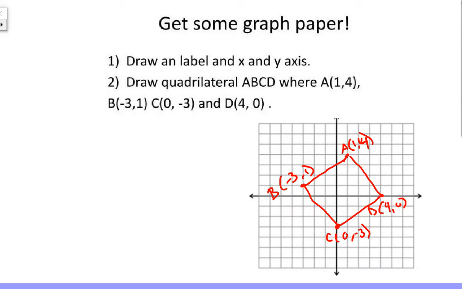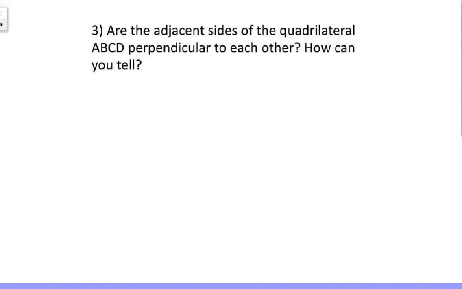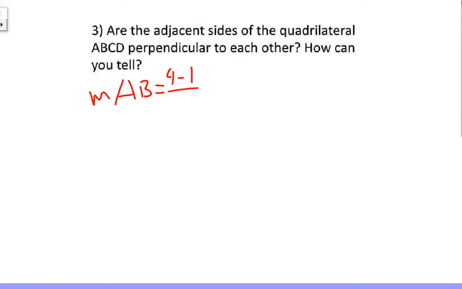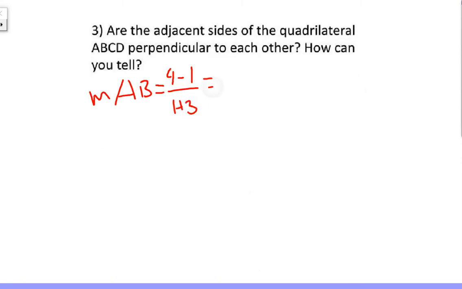So the slope, remember guys, is the change in y over the change in x. So slope equals y2 minus y1 over x2 minus x1. That triangle is a Greek symbol for delta, and delta just means the change in. So I want to find the slope of AB. The change in y is 4 minus 1, over 1 minus -3, so 1 plus 3. So I get 4 minus 1, which is 3, over 4.